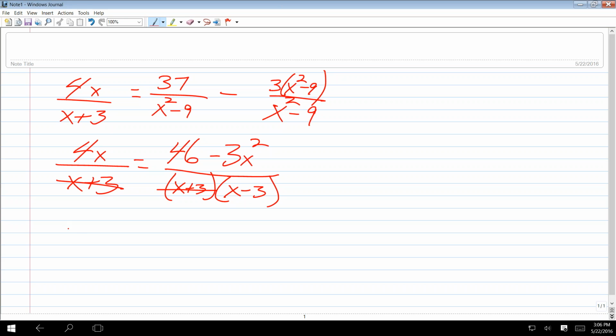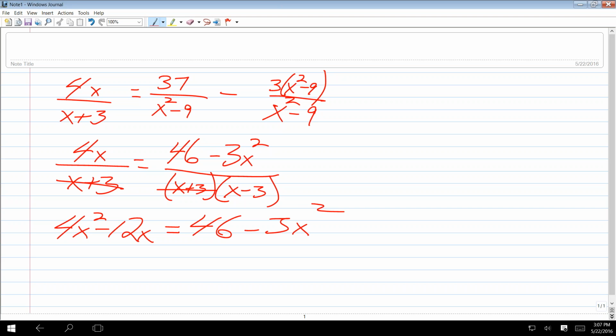So what's on the left? Multiply 4x by x minus 3 and distribute it. So you have 4x squared minus 12x. And on the right? 46x. Now put everything together. And, well, what's the next step? What are we looking at? We're looking at a quadratic, correct?